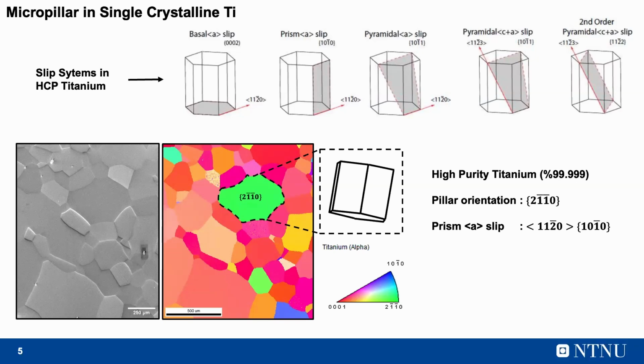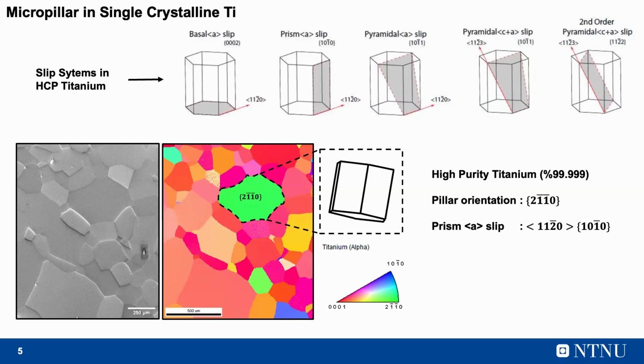After selecting this orientation, we need to identify the specific grain so that we can activate this prism slip during our test. Here you can see the SEM and the EBSD image of the high purity titanium. We first identified this clear orientation, which is 2 -1 -1 0. If we start from the origin and go through one corner of this HCP unit cell, it is the orientation of 2 -1 -1 0 as well. And here you can see the orientation map in this figure.